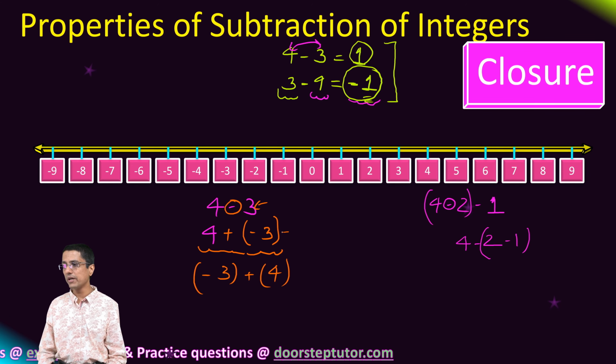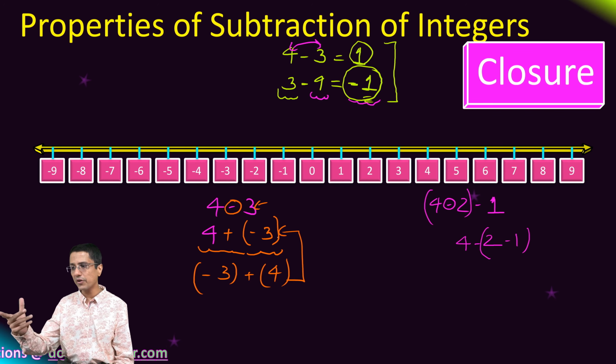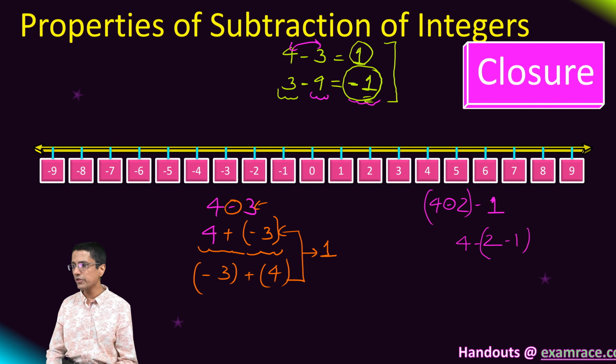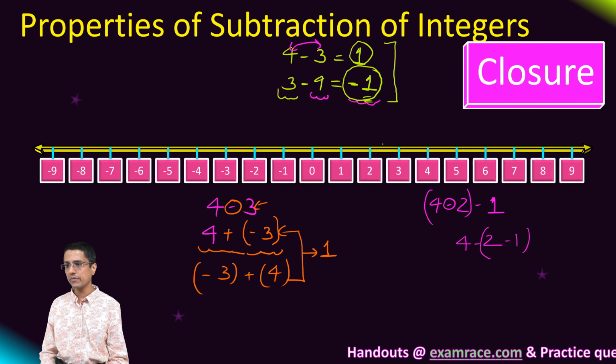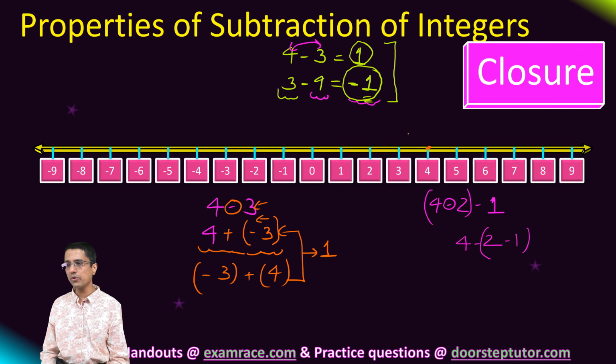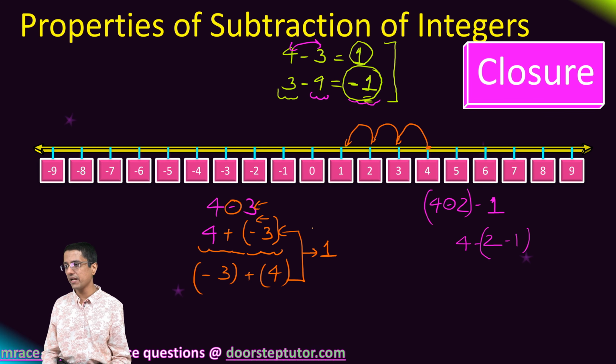So these two expressions are exactly equivalent, and you can confirm this by plotting them on the number line, but the answer in both of these cases is 1. So let's just do it. We start with 4, and this minus 3 says that we need to go towards the left side. So we go towards the left side and we end up at 1.